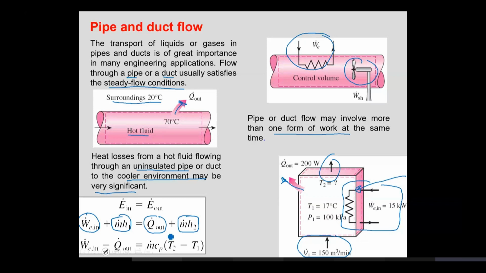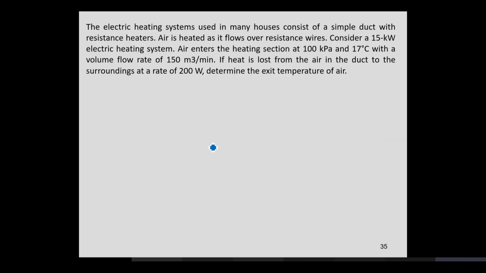In case you have the fluid as an ideal gas, you can convert dh into Cp dT, which we have done over here. This is associated with the upcoming example that we are about to look into, an example with an electric heating system. An electric heating system is used in many houses and consists of a simple duct with a resistance heater. Air is heated as it flows over the resistance wire. Air is an essential term over here.